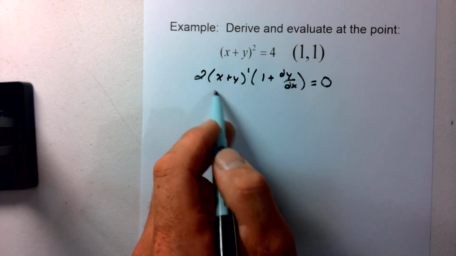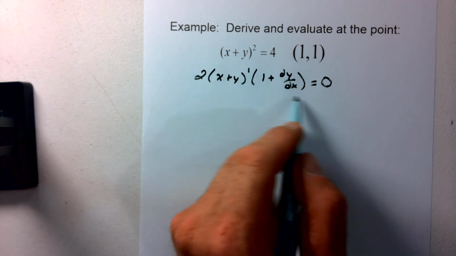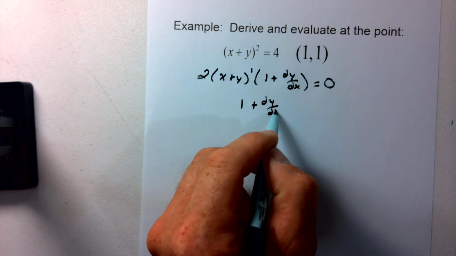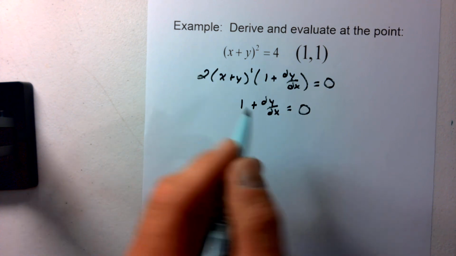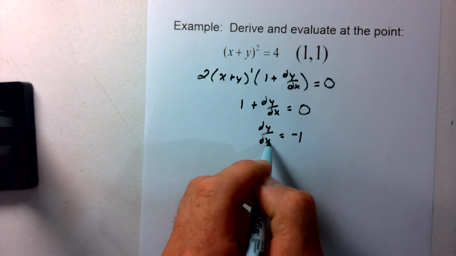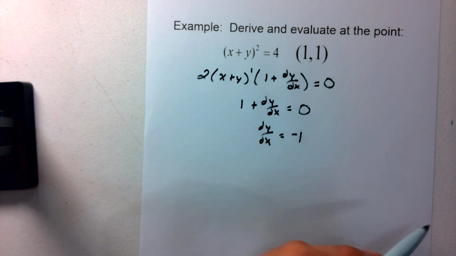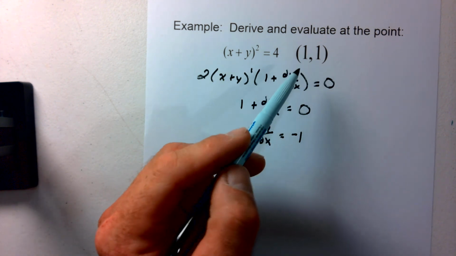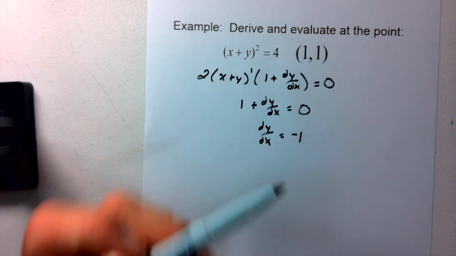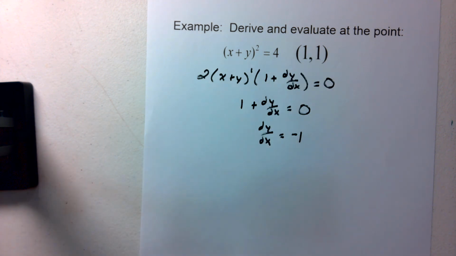So I'm going to divide by my 2, divide by x plus y. So 1 plus dy/dx is going to equal 0. dy/dx equals -1. So actually there's nothing to plug in. What I would do though, if I had x's and y's, we would plug in my x equals 1 and my y equals 1. And that would give us our derivative.